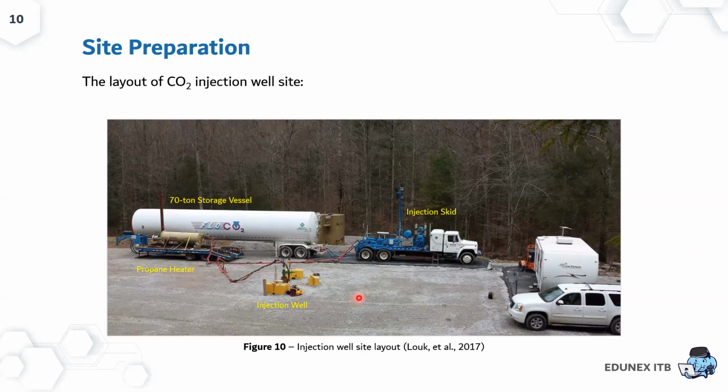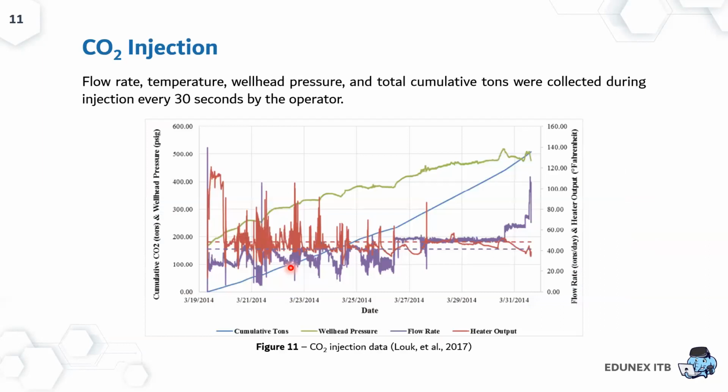And here we can see the wellhead of the injection well was modified to accommodate carbon dioxide injection by adding a gate valve, an inlet for the carbon dioxide line, and a T for additional tests and monitoring. The injection of 510 short tons of carbon dioxide would nearly equal the amount of nitrogen and water used to hydraulically fracture the well. During this injection, every 30 seconds, the operator will collect a flow rate, a temperature, wellhead pressure, and also the total cumulative tons.